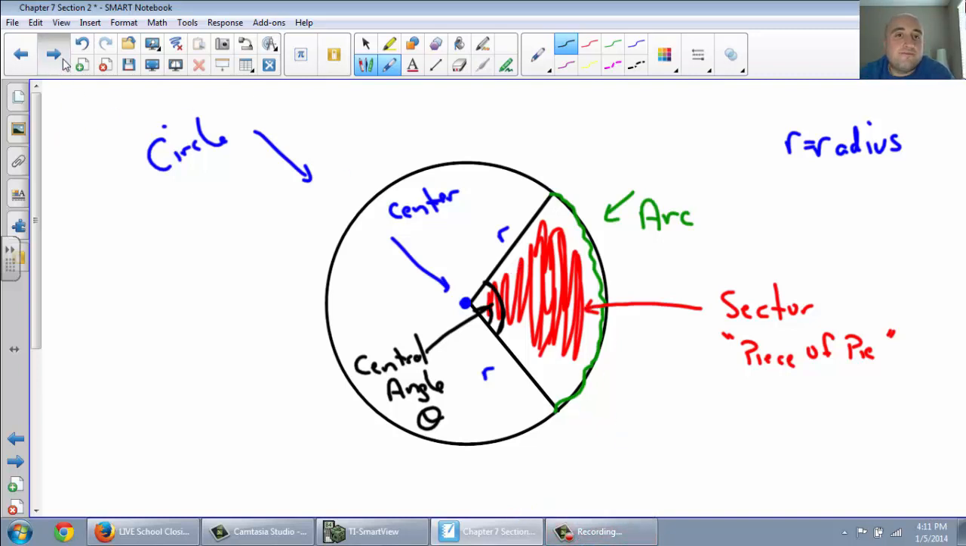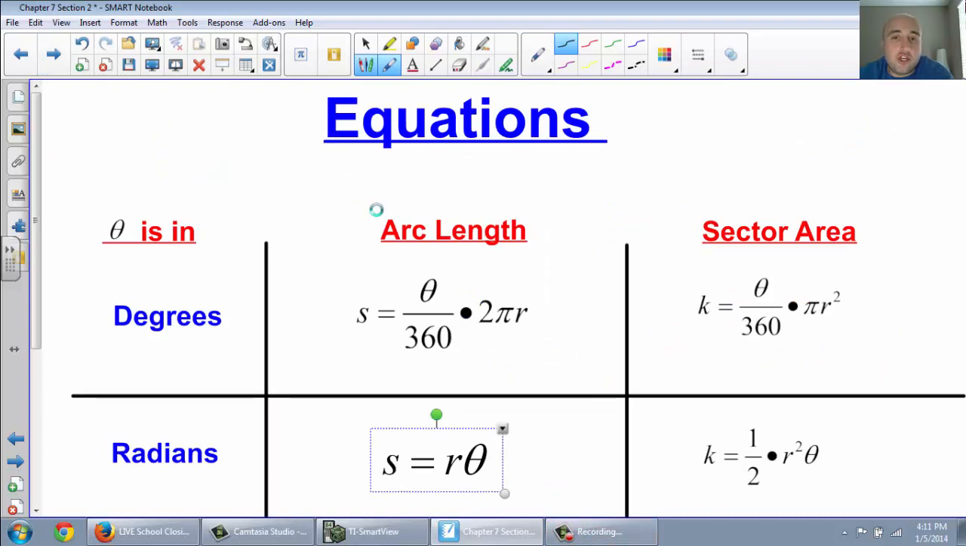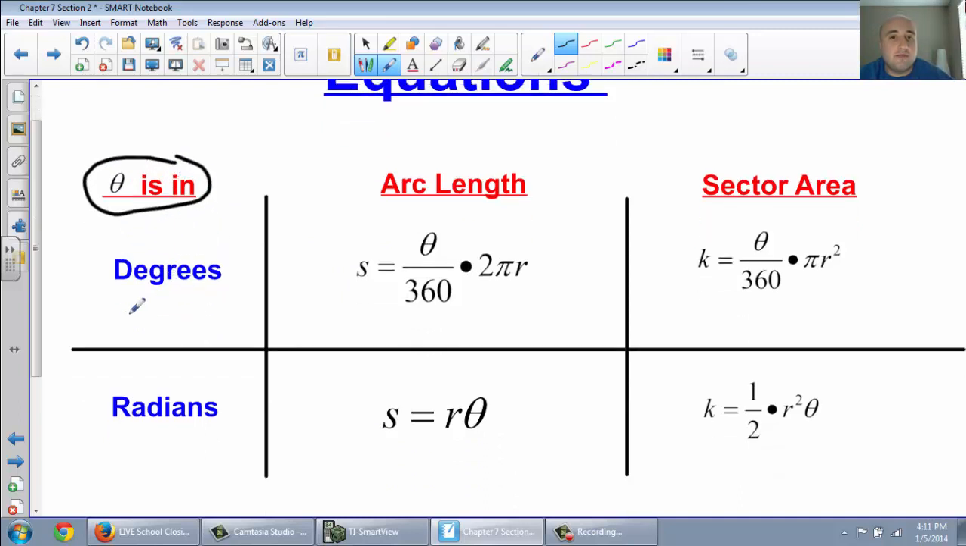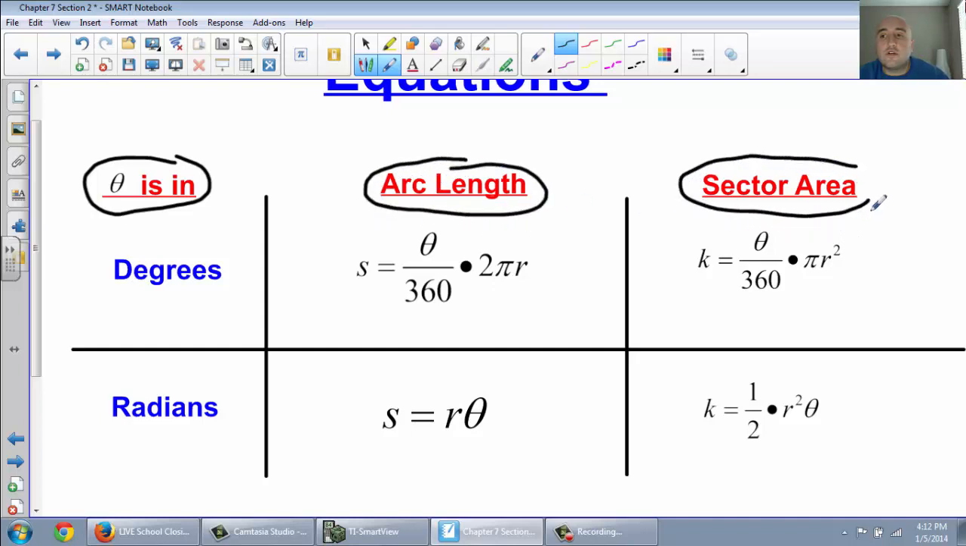So we have some formulas here, some equations. Now this looks very difficult to understand. It's really not. Theta can be in two different types of measures: degrees and radians. If your theta is in degrees, you use these top two equations. If your theta is in radians, you use the bottom two equations. Then here are the two things that we are solving for. The first one is arc length. Arc length is always s, so both of these are s's. Sector area is K, so we're going to use K for sector area.